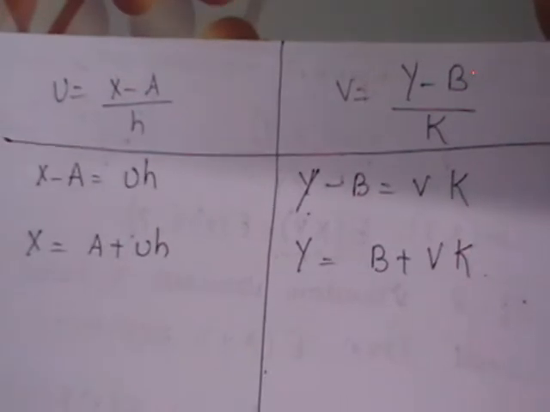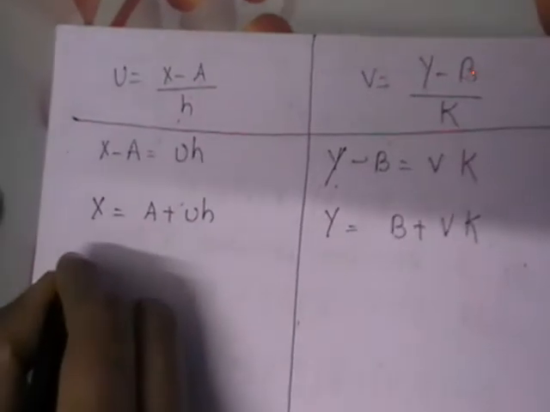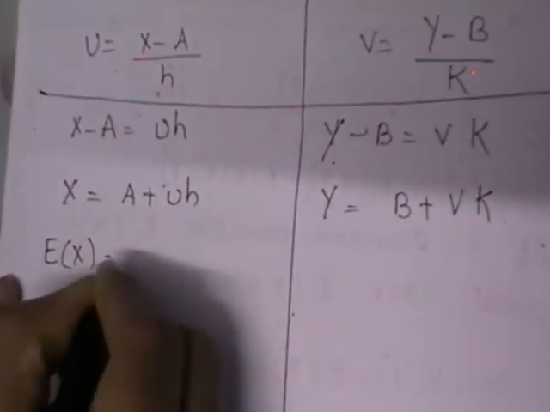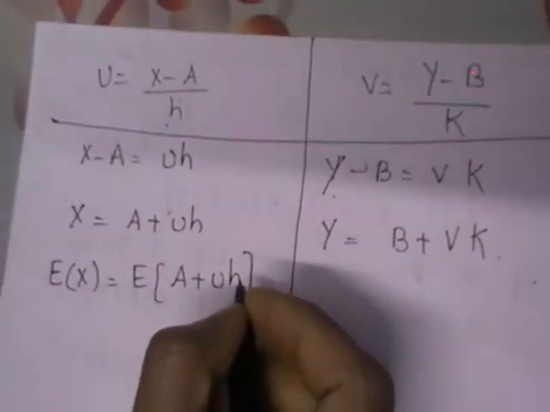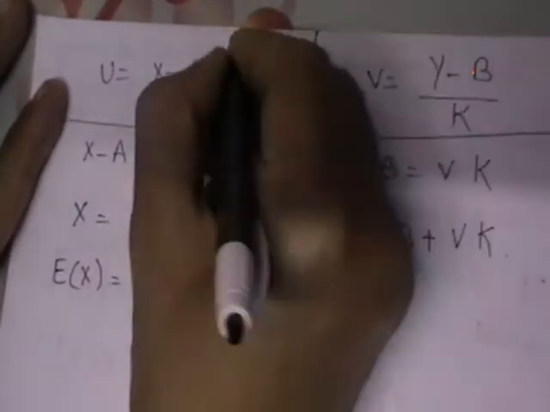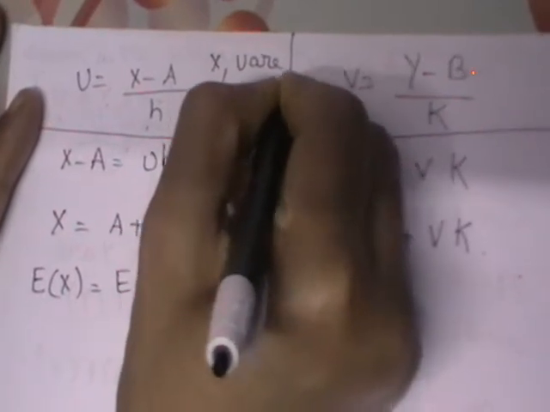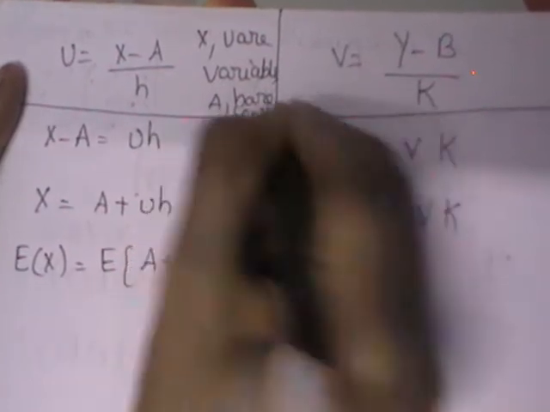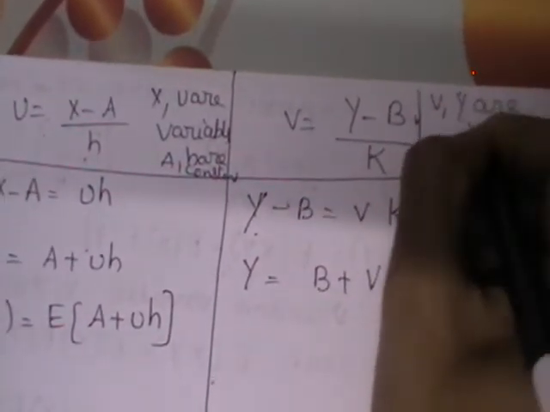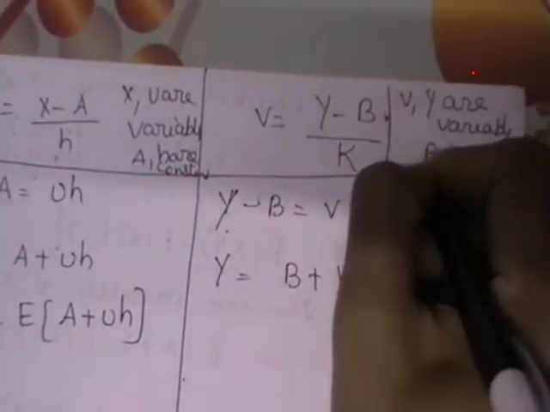Now I want to find covariance of xy, sigma x, sigma y. What is the formula? What is E of x then? E of x is E of a plus uh. Here x comma y are the variables. What are variables here? x and u are variables here. a comma h are constants. Here also v comma y are variables. b comma k are constants.